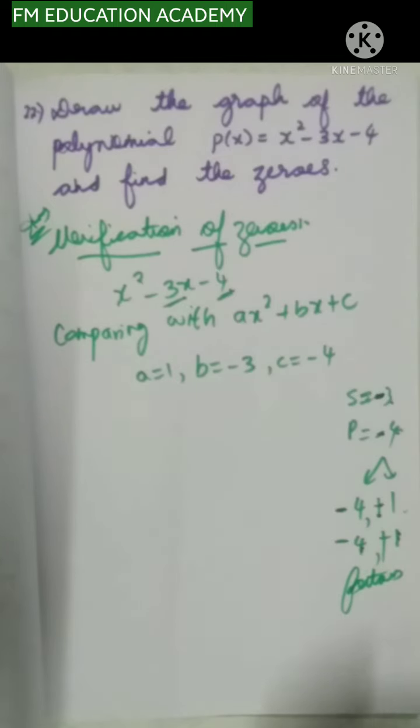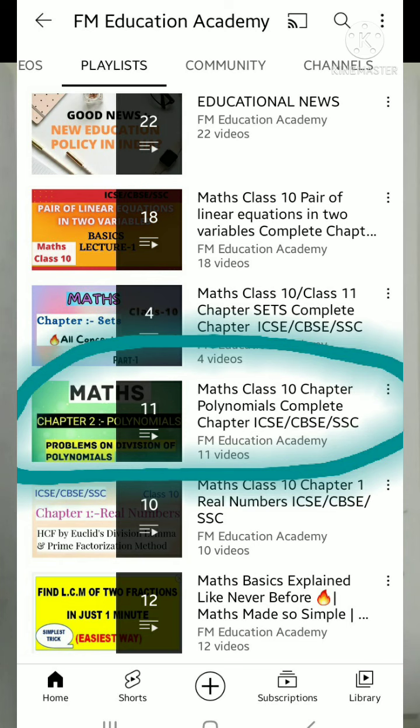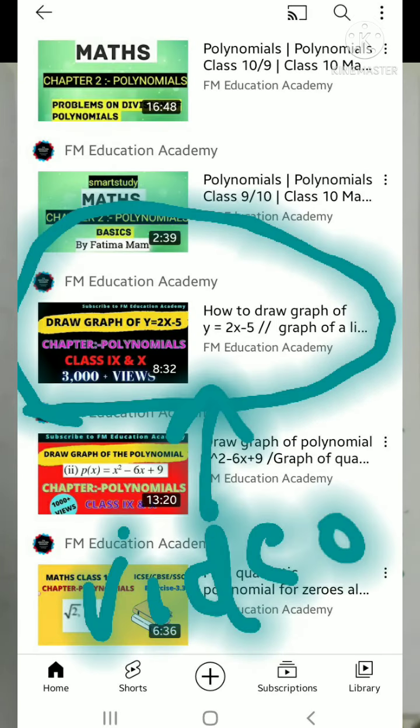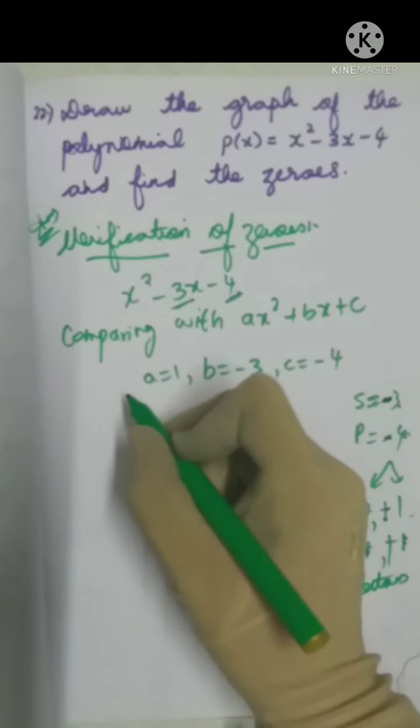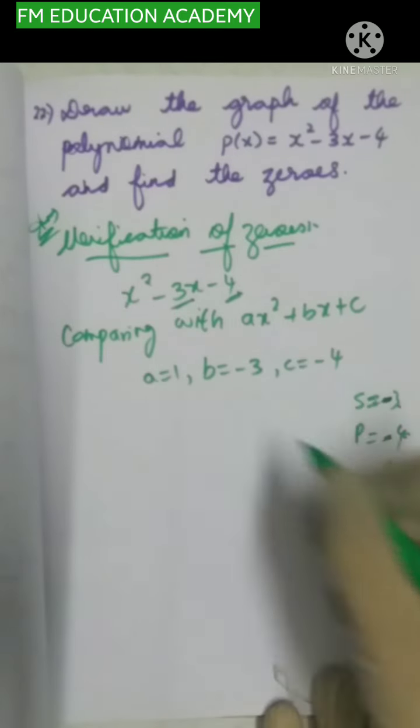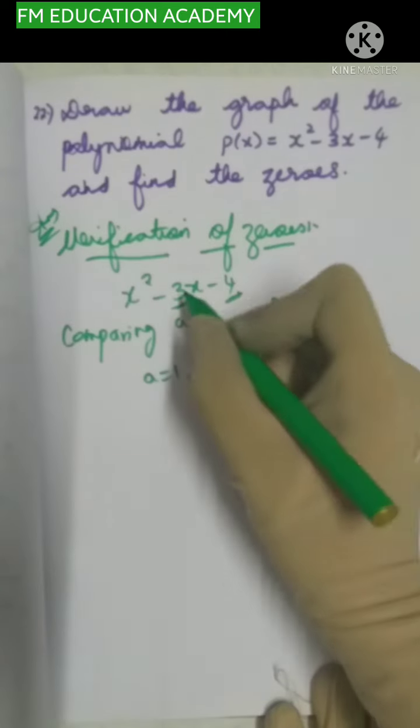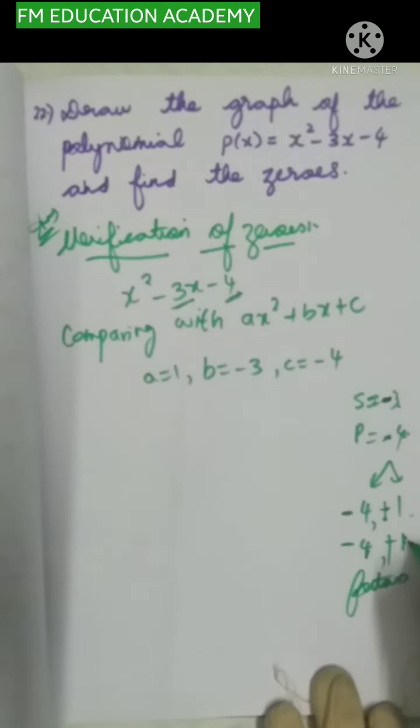Okay, see this question same I have solved in practice paper 1 as well as I have solved before in a separate video also. You can go and check it out. It is there in the playlist of polynomials on my channel. Then what to do? We have got the factors as minus 4 and plus 1. So in place of minus 3x, write down minus 4x and plus 1x.